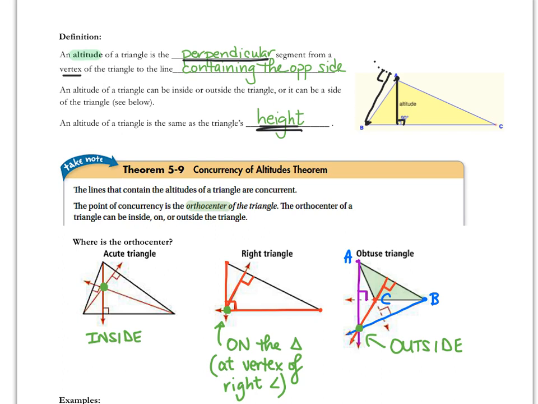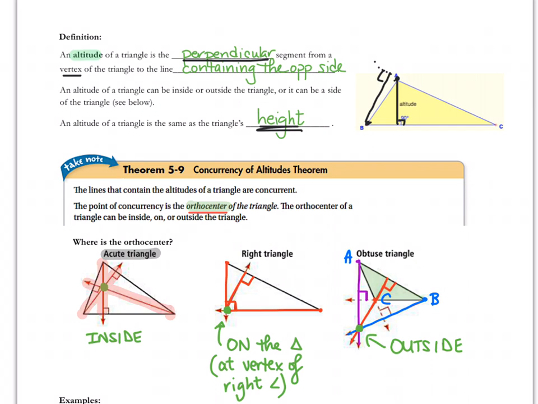So for the altitudes, the point of concurrency is called the orthocenter. As you see down here in the picture, we have the three altitudes drawn. So we've got from a vertex perpendicular to the opposite side, from a vertex perpendicular to the opposite side, and from a vertex perpendicular to the opposite side. That green point right there for that acute triangle, that green point is the orthocenter, and it's inside of the triangle.